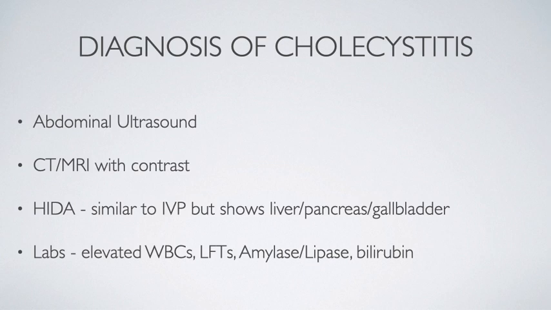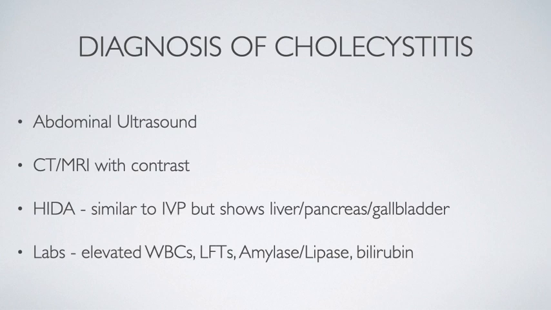We also could use a CT or MRI with contrast to diagnose it. We have a HIDA, which is similar to the intravenous pyelogram, but it shows the liver, pancreas, and gallbladder instead. And then the IVP was the X-rays with the contrast.